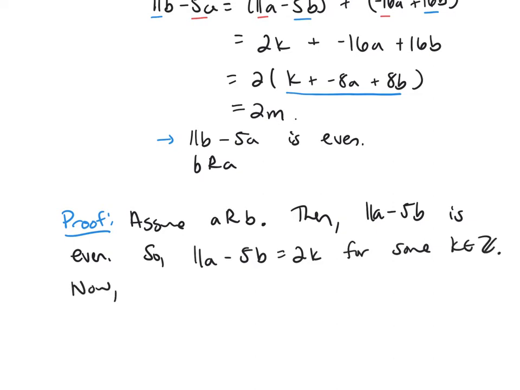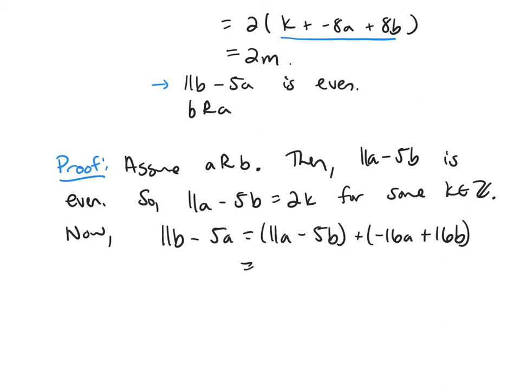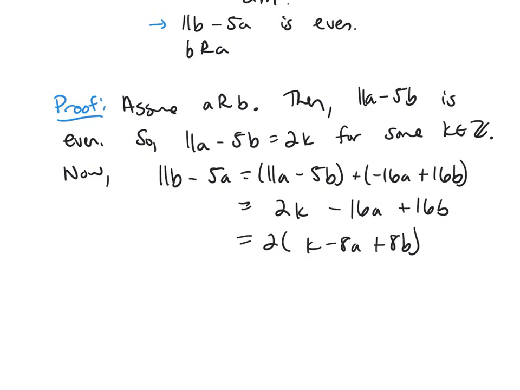Now we have 11B minus 5A equals 11A minus 5B plus negative 16A plus 16B. This is 2K minus 16A plus 16B, and we factored out a 2, K minus 8A plus 8B. And now I'm going to say let M equal K minus 8A plus 8B.